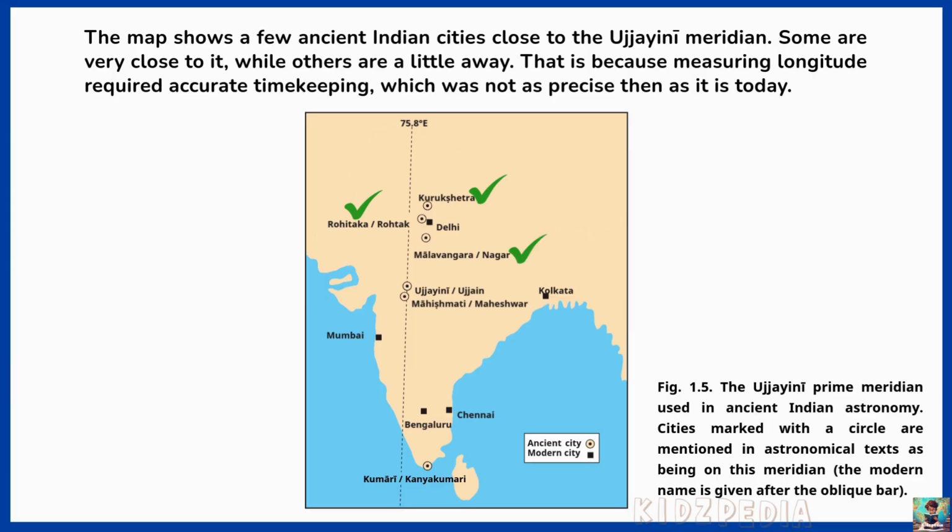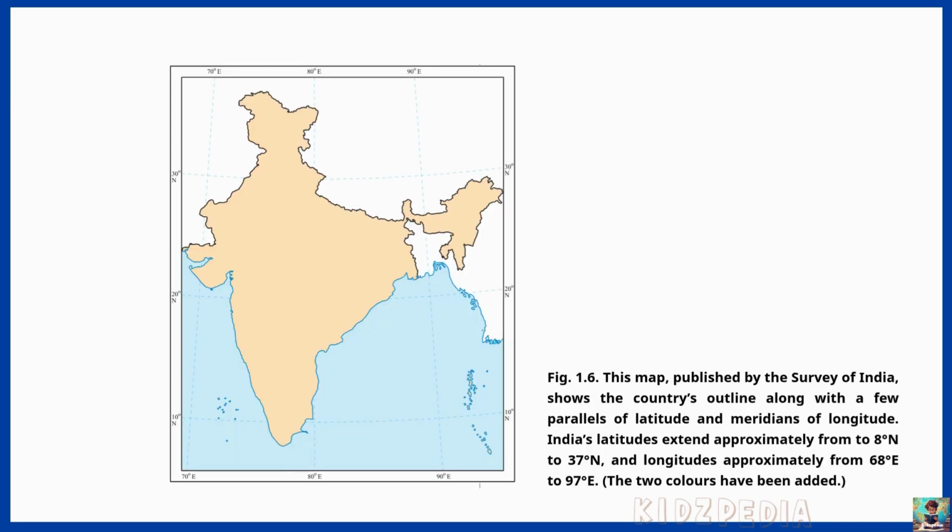Delhi, Malavangara or Nagar, Ujjaini, which is Ujjain today. Mahishmati, which is Maheshwar. Kolkata, Mumbai, Chennai, Bengaluru, Kumari or Kanyakumari, which are modern cities now. Figure 1.6. This map, published by the Survey of India, shows the country's outline along with a few parallels of latitude and meridians of longitude. India's latitudes extend approximately from 8 degrees north to 37 degrees north, and longitudes approximately from 68 degrees east to 97 degrees east. The two colors have been added.